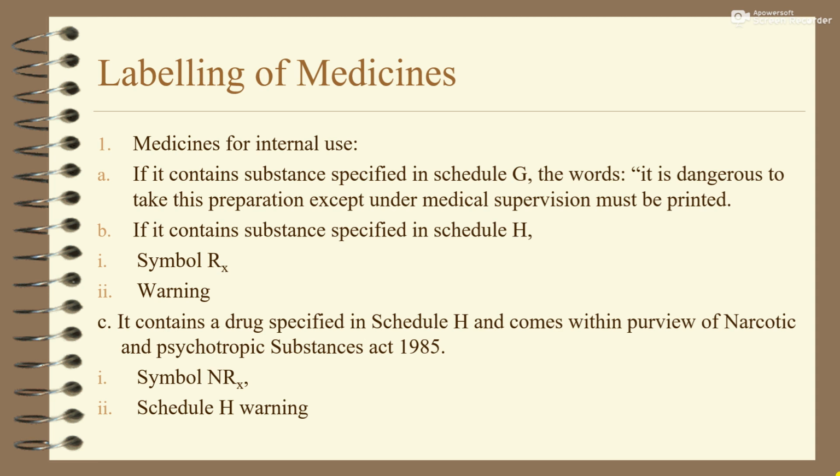Then next, if it contains a drug specified in Schedule H and comes within the purview of the Narcotic Drugs and Psychotropic Substances Act 1985, then the symbol NRx should be given, that is a narcotic drug, and the Schedule H warning should be given, which is mainly in red color.